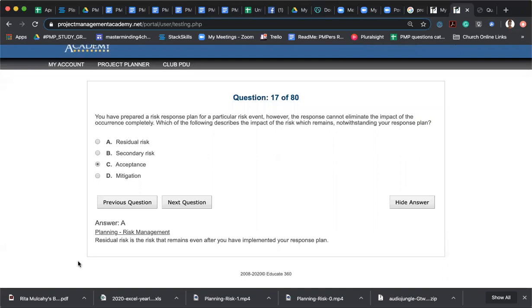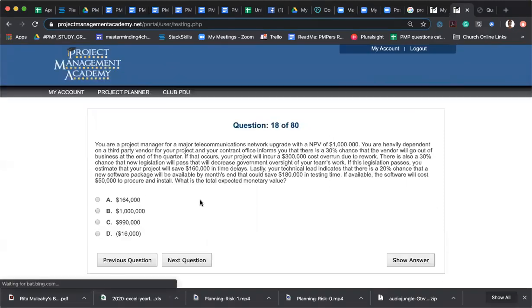Yeah, see, that's what it is. That's exactly what residual risk is. I mean, that's what residues are. Oh, God. Be kind to yourself, it's okay. That's why we're doing it.